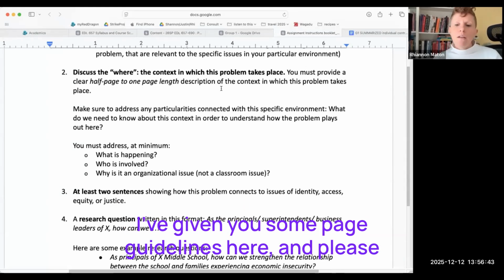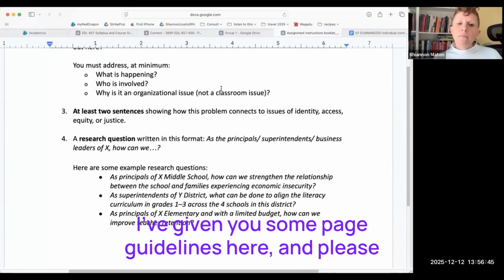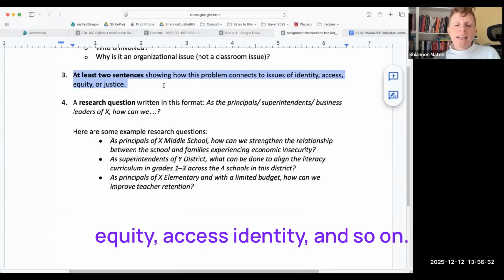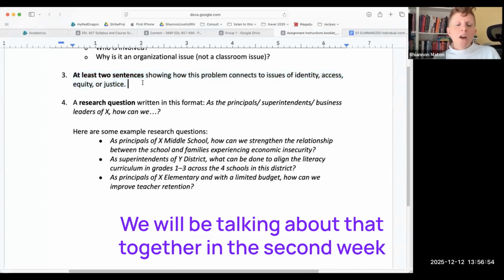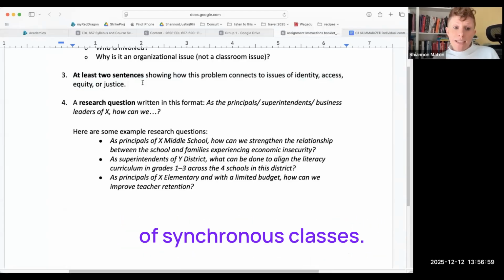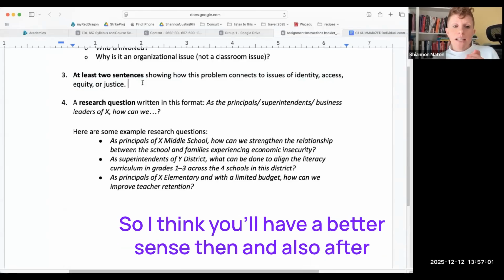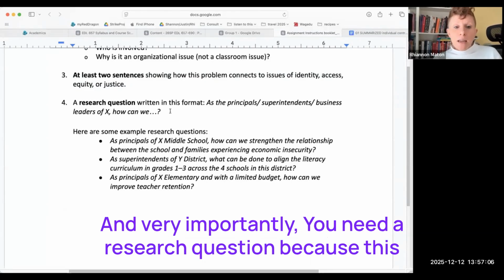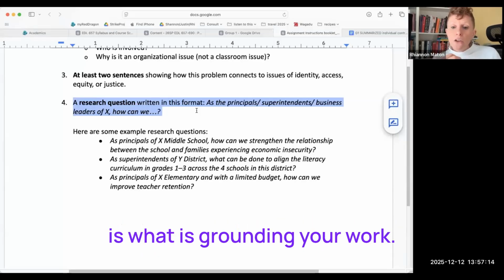I've given you some page guidelines here, and please follow these directions. And you do need to link it to issues of equity, access, identity, and so on. We will be talking about that together in the second week of synchronous classes. So, I think you'll have a better sense then. And also after you've read the Delpit reading. And very importantly, you need a research question because this is what is grounding your work.